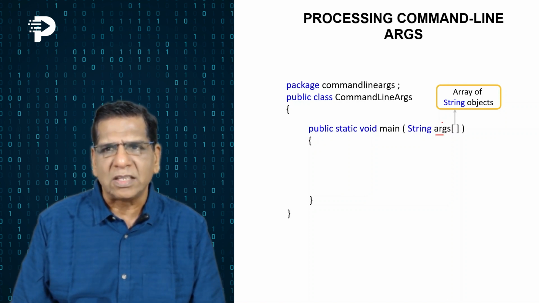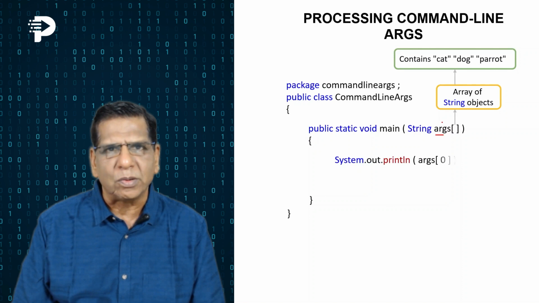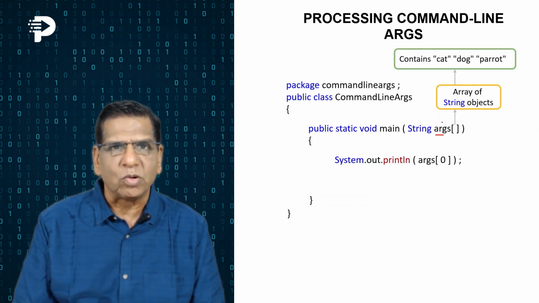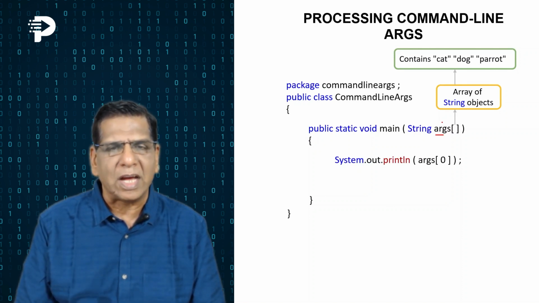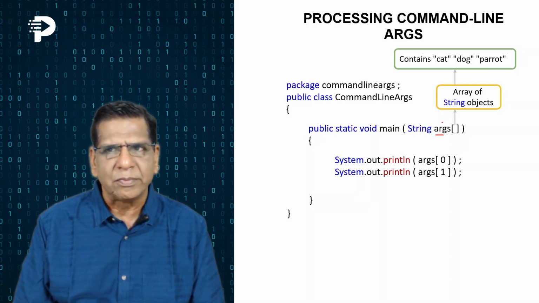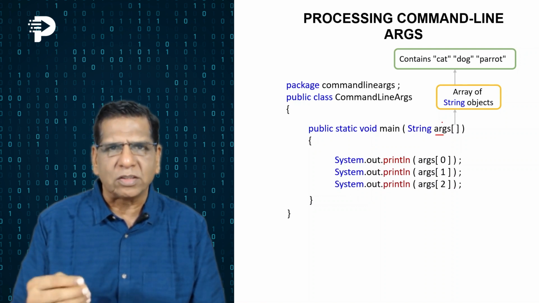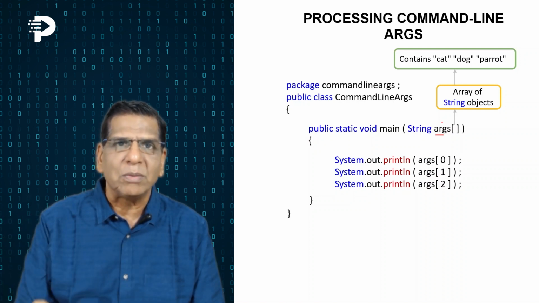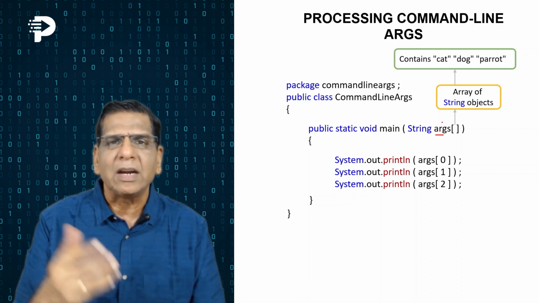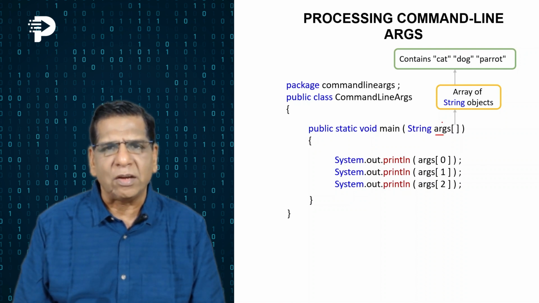So I can very well say that if args contains cat, dog and parrot, then cat will be accessible to me by saying args[0]. You can print it out on the screen by saying System.out.println(args[0]). Likewise, to access dog, you will say args[1], and to access parrot, you will say args[2]. So args[0], args[1] and args[2] will give me access to cat, dog and parrot as the arguments that have been passed at command line and collected in main in that args array, which is basically an array of String objects.